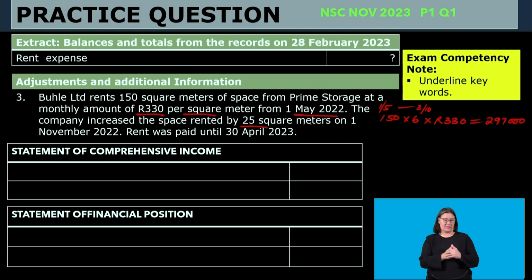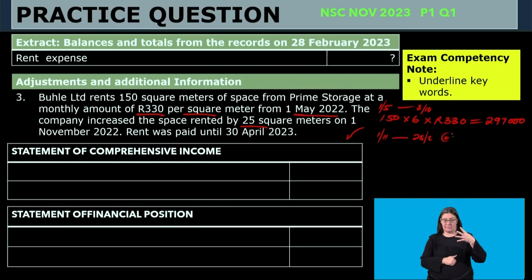And then it increased on the 1st of November until 28 February. That is what we want for the statement of comprehensive income. All right? So if we count the months, it will be November, December, January, February. So we're sitting with 4 months here. And then we'll now say the space has increased. It is 150 plus 25. That gives you 175.